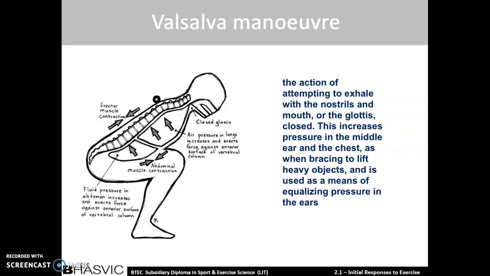Downward pressure happens when the glottis closes. This means that the air pressure in the lungs increases and exerts force against the interior surface of the vertebral column. The abdominal muscles contract, the erector muscles contract, and the fluid pressure in the abdomen increases and exerts force against the anterior surface of the vertebral column.